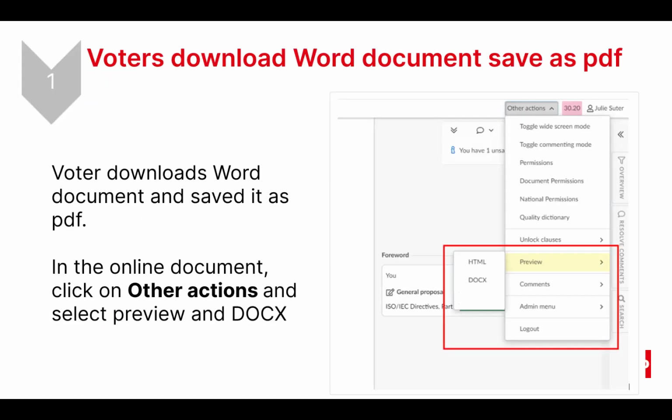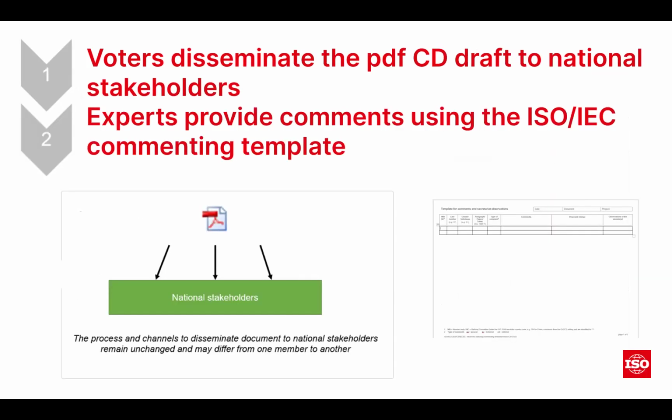Now, the first step is you want to access the online document and download either a Word document that you'll convert to PDF, or now we do have the possibility to save directly as PDF from the Other Actions tab. On the top right-hand side, next to your name, you'll have an Other Actions button, and from this drop-down under Preview, you can select Export as either HTML, DocX, or PDF. Next, you'll take this document and disseminate the PDF to the national stakeholders. This is done using whatever channels you are currently using to have these sent out, along with the commenting template.